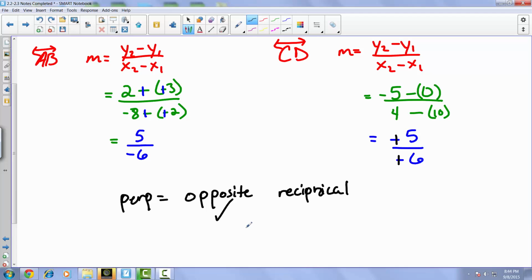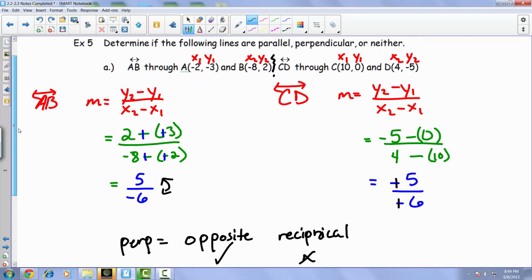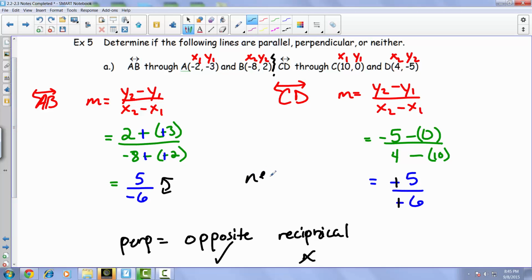So opposite is met. Reciprocal, in other words, if we were to take this slope AB and flip it, do we end up with a reciprocal slope over here for CD? Well, unfortunately, we do not. And as a result, it is opposite, but it's not reciprocal. So as a result, they are neither parallel nor perpendicular, so for the answer for 5A, they would be neither. So again, that is 5A from our 2.2, 2.3 set of notes.